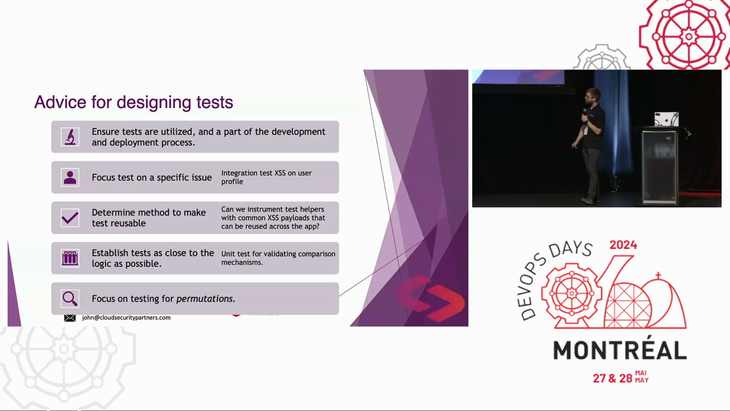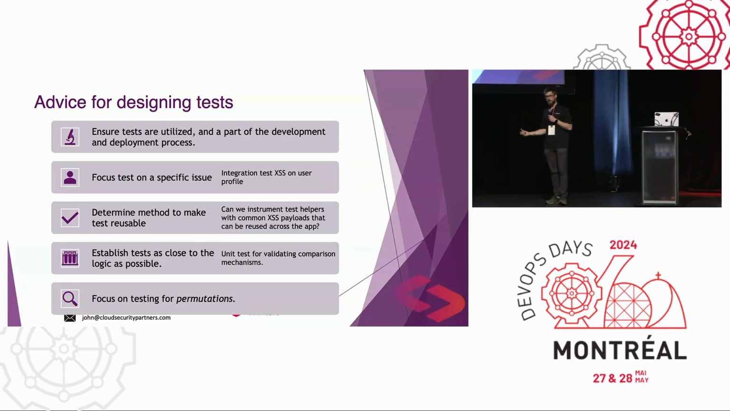So first of all, make sure you're using tests. Believe it or not, a lot of the customers I work with, helping them do incident response, helping them fix their security problems, they don't do testing at all. They may have a QA team that tests the application before every deployment, but they're not using automated testing in any way. So first of all, use automated testing. That's the first step. Make sure they're part of your CI/CD process.